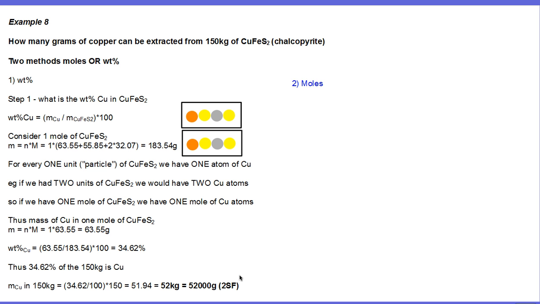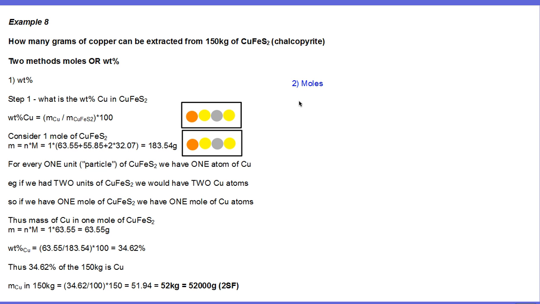significant figures. But because the question asks us how many grams of copper, we've got to give our answer in grams, so it's 52,000 grams to 2 significant figures, and that is one way of solving the question. If you're answering this in an exam, for example, you wouldn't have to put this whole explanation of how there is 1 mole of copper in 1 mole of chalcopyrite. We did that here for your education.